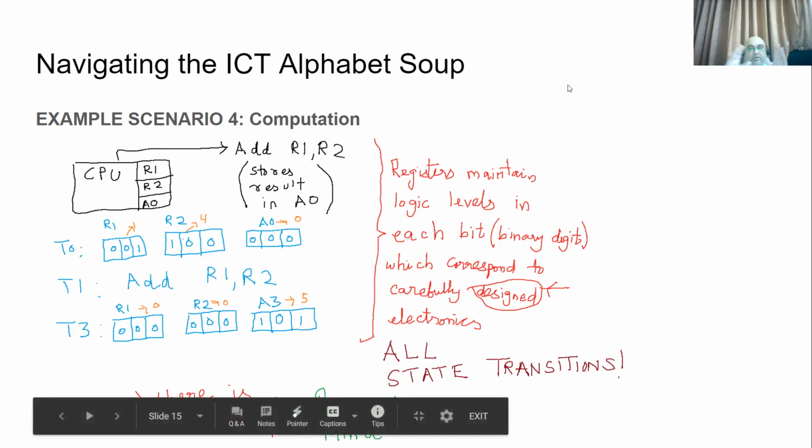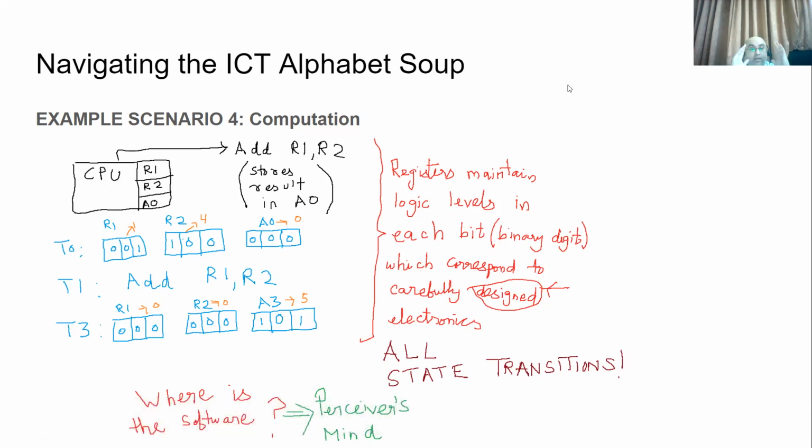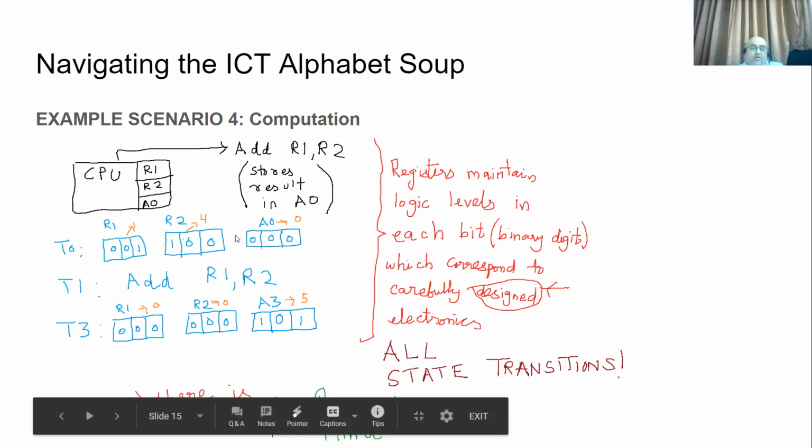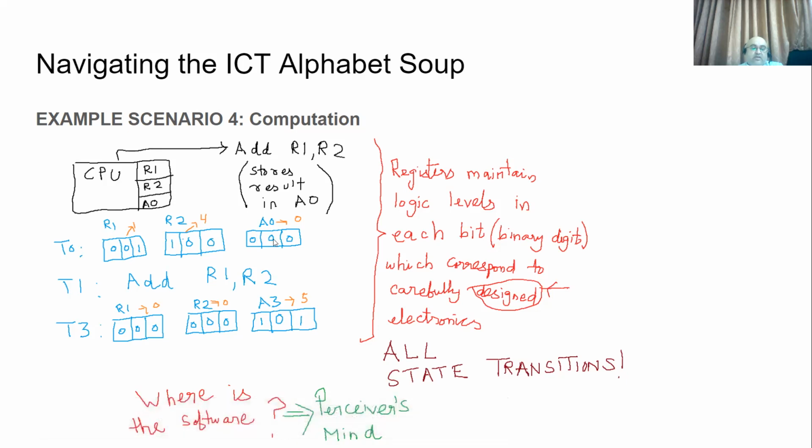Okay, now let's think about it further. What we call computation, what really is it? It's nothing but state transition. The state of this register A0 has just changed as a response to execution of this instruction, which again is symbolic. This mnemonic add corresponds to some other binary sequence, right? So all computation is nothing but controlled state transition.